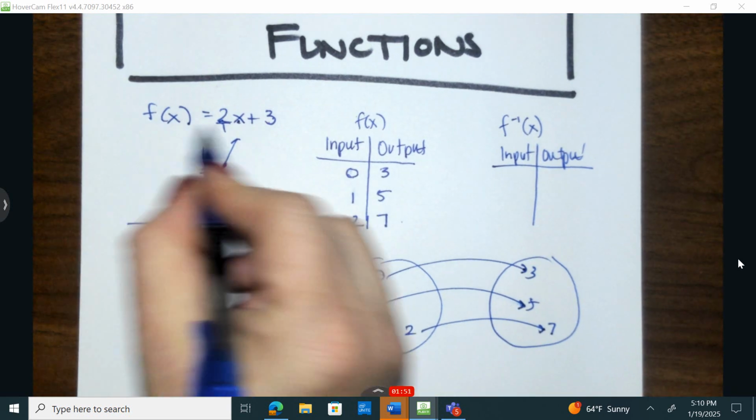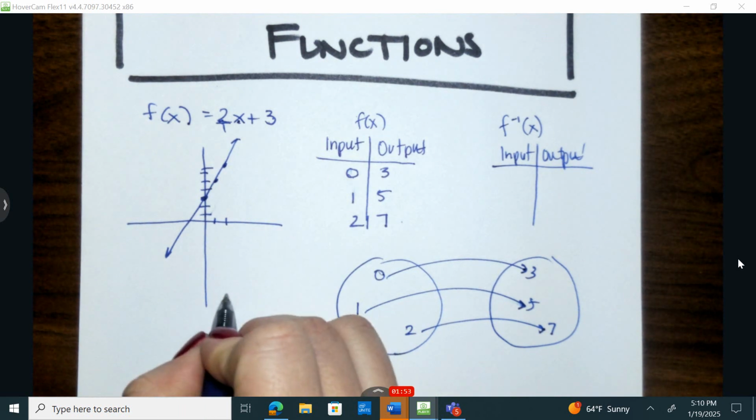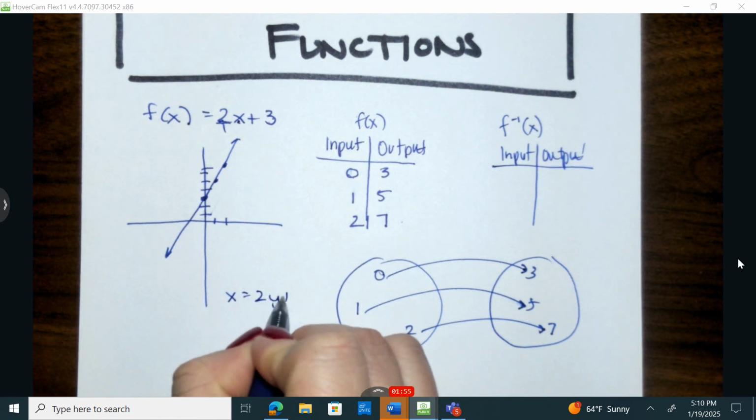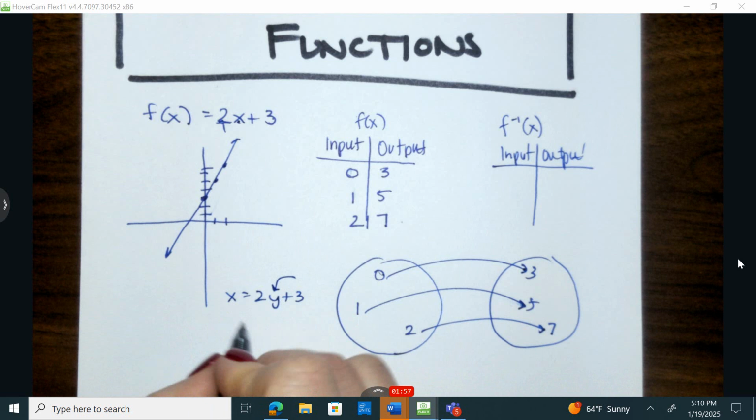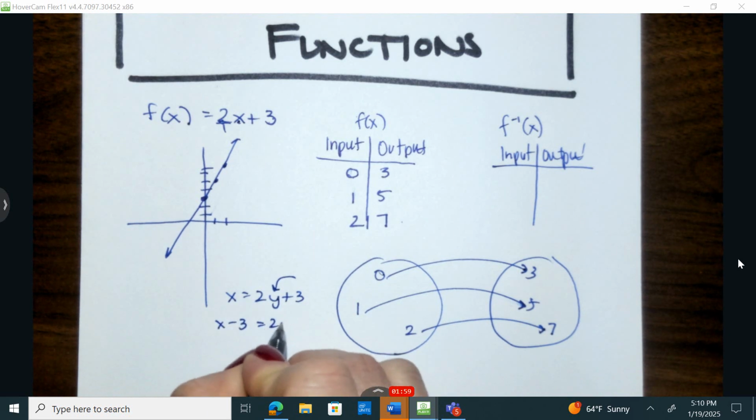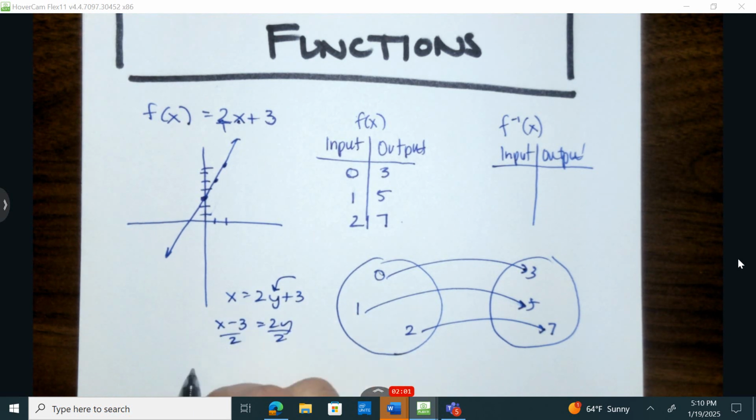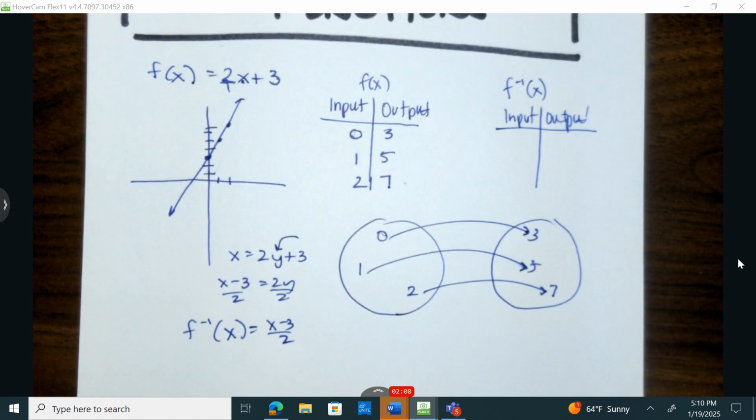So algebraically, I'm going to take this original equation, and I'm going to switch the x and the y, and now I'm going to isolate for y. So I'm going to subtract 3 to the opposite side and divide by 2, and now I can say the inverse is x subtract 3 divided by 2.